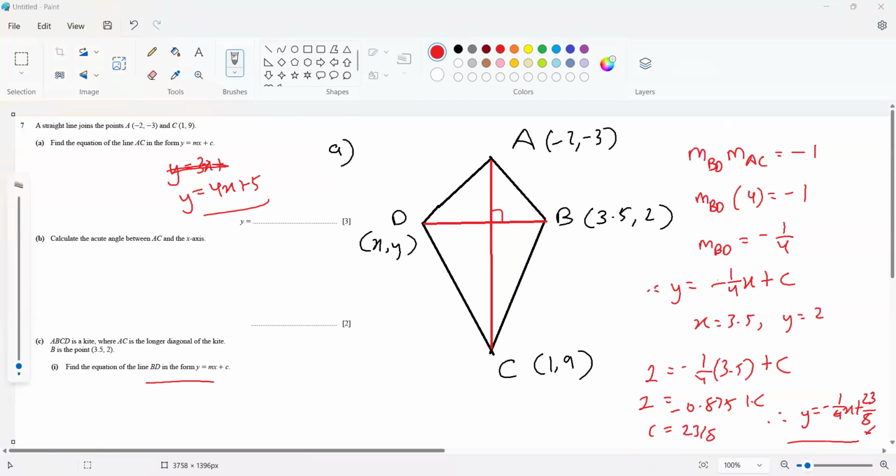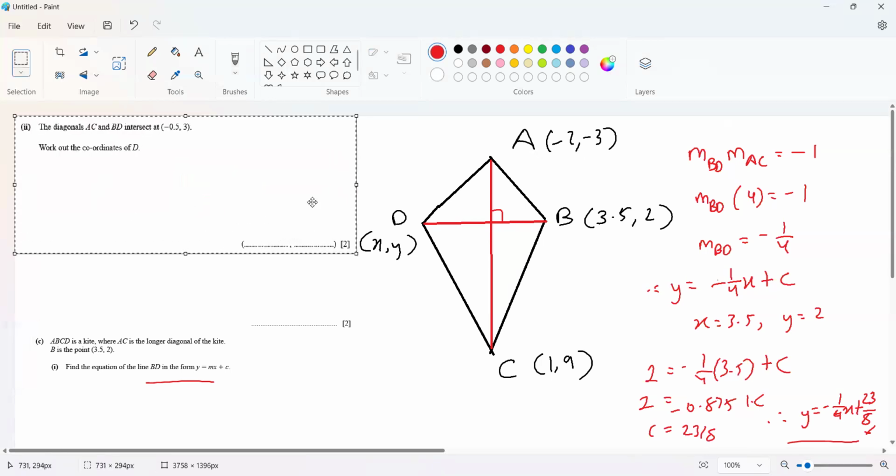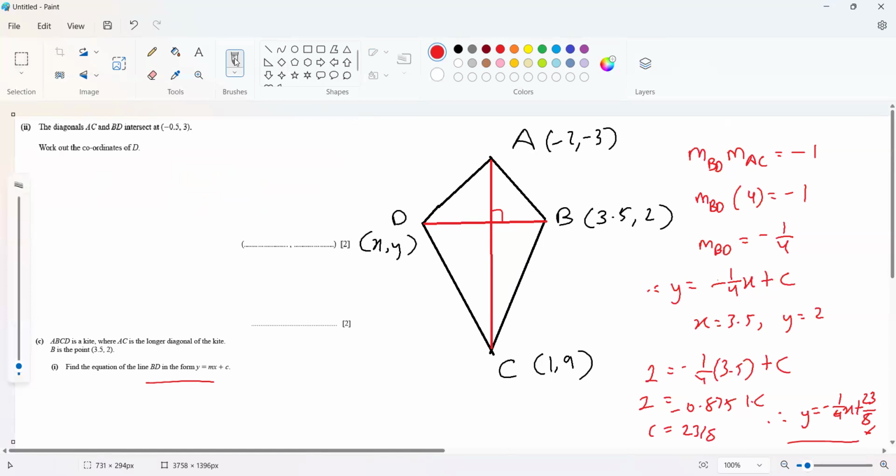So working from our line equation for BD, we have the diagonals AC and BD intersecting at a certain coordinate here. So from here, for our intersection point, we know that the diagonals AC and BD intersect here, at -0.5 and 3. So this portion here is the midpoint for BD, right? So we can work out the coordinates of B.